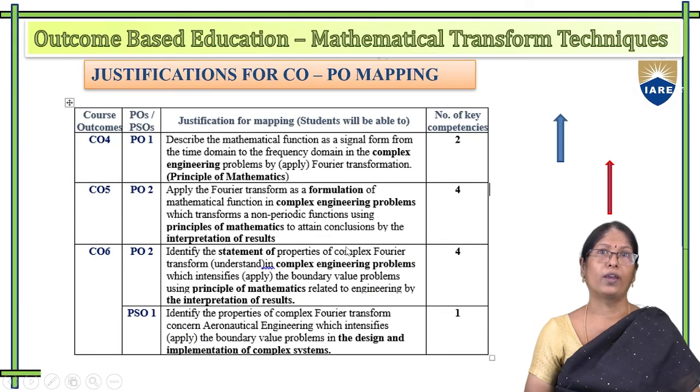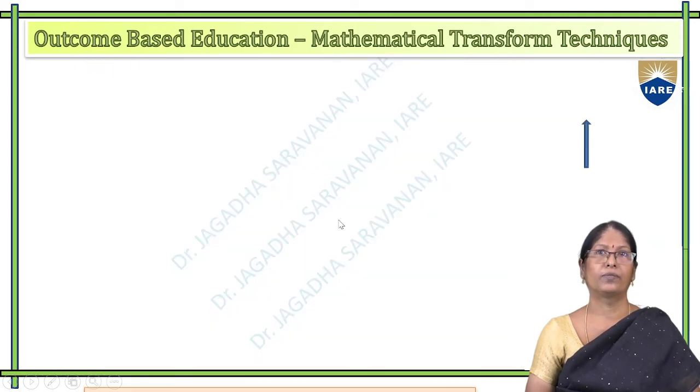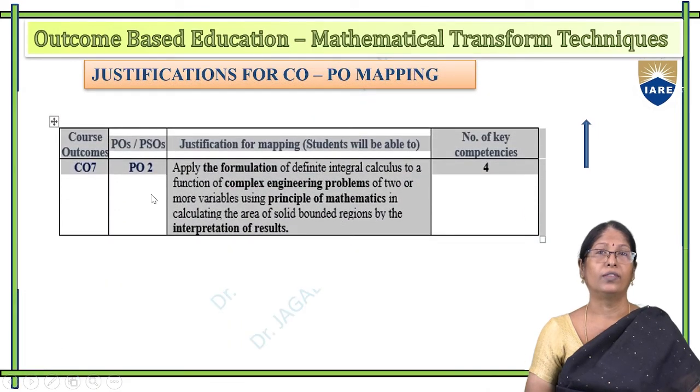So this is the way of showing the connectivity: how many elements there are in the program outcomes and, when we map our course outcome, how many elements are satisfied. For that, the number of key competencies is filled in a separate column. The next one is CO7, our multiple integrals, and how it is connected. It satisfies our program outcome 2, that is, 4 elements are satisfied.